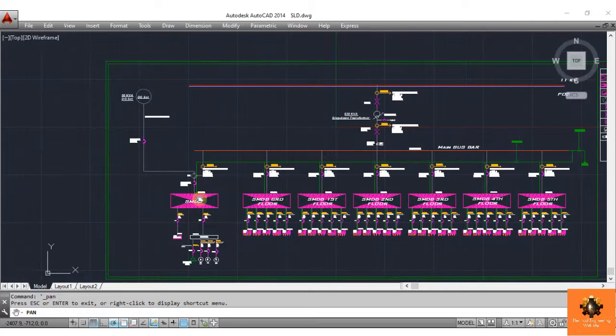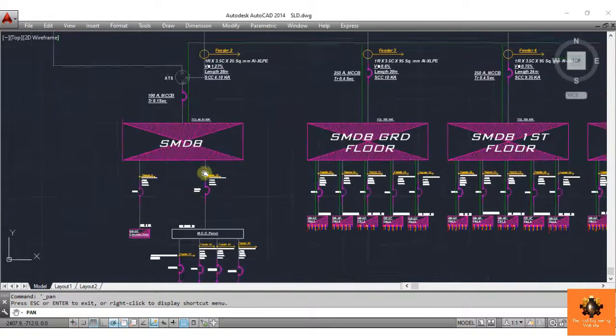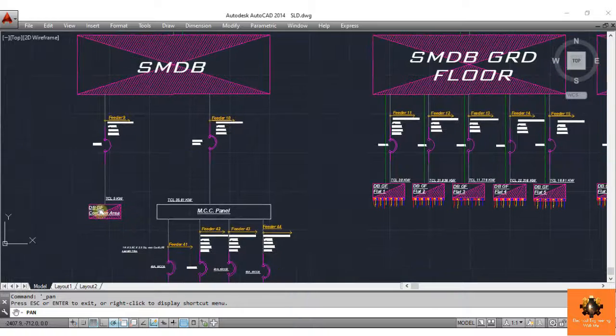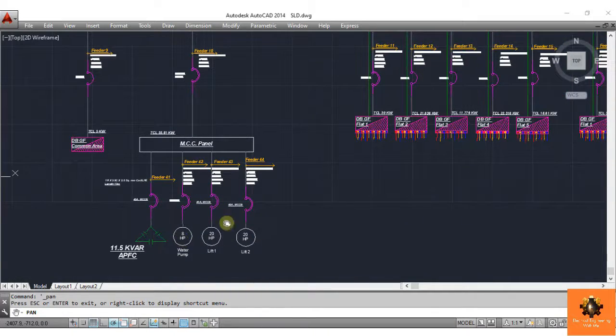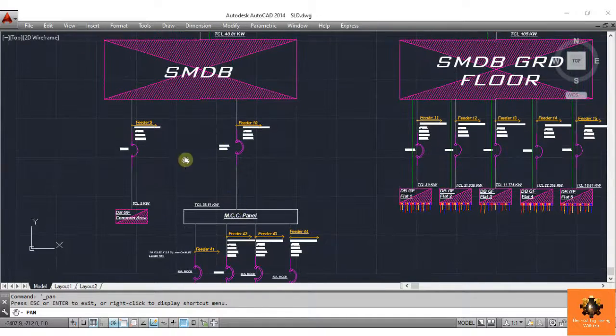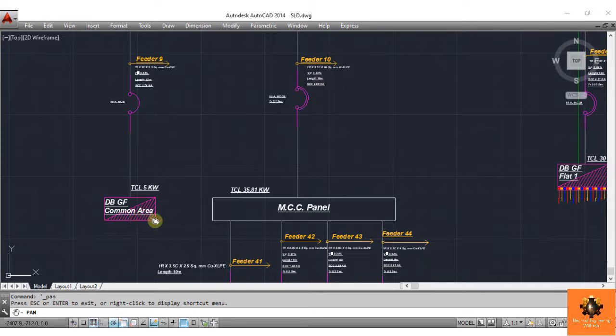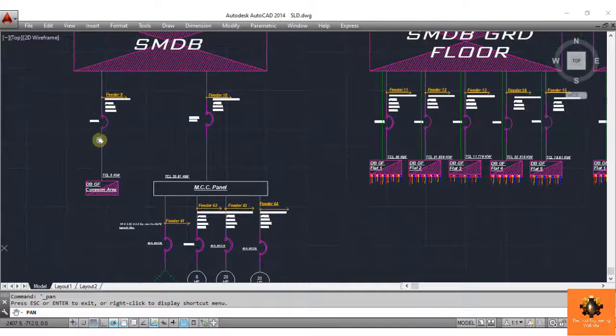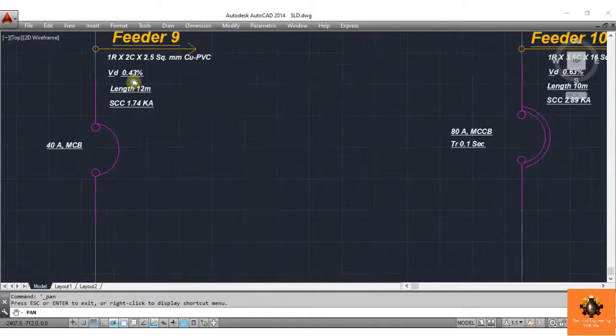And along with this, power is also distributed to this SMDB, and this SMDB feeds the load of the building common area and the heavy motors of the building. By common area, I mean the corridor area, parking area, staircase or any other area of the building you can also include in this common area. Okay. And this is the cable information as per the connected common area load. This is the voltage drop and cable length. And this is the MCB of 40 amperes.